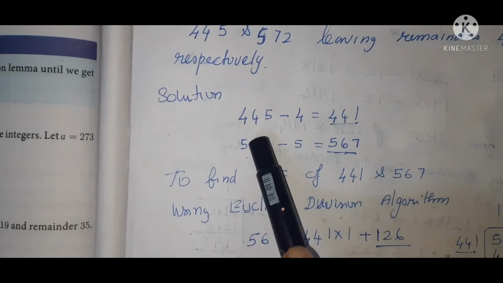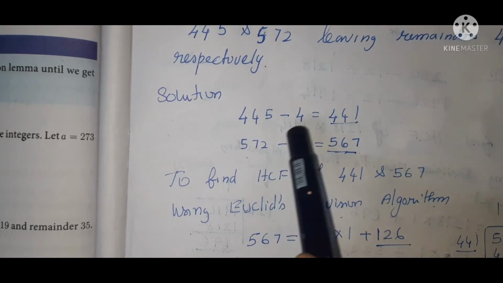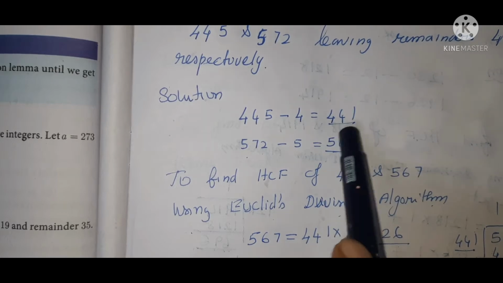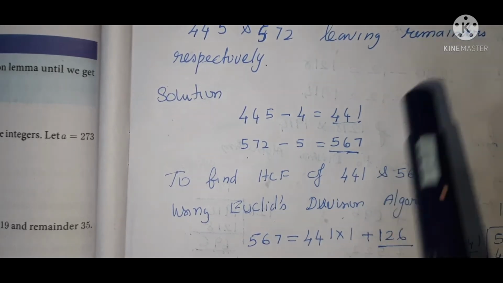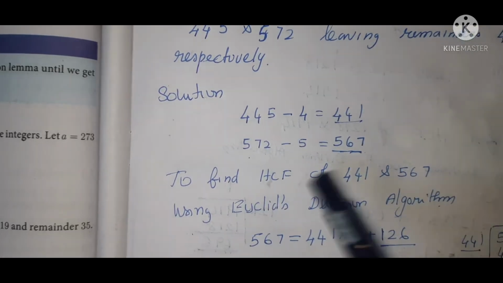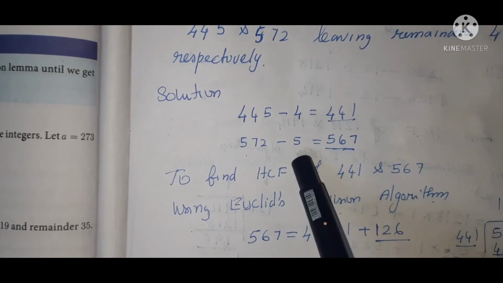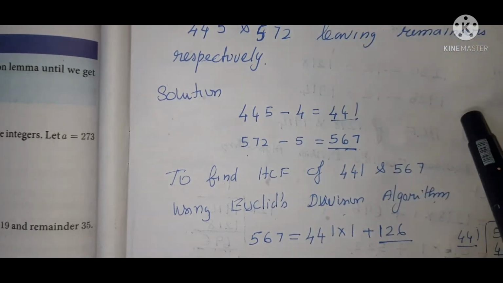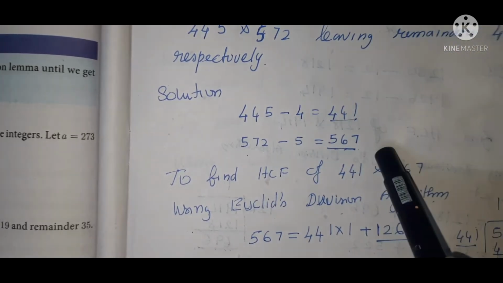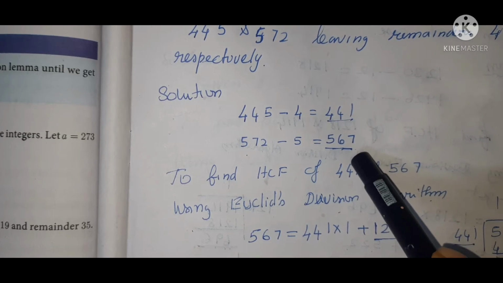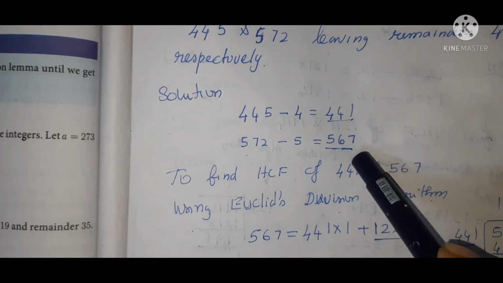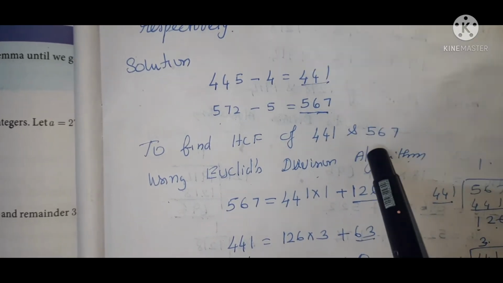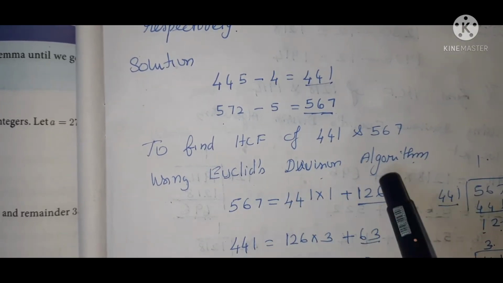Solution. 445 minus 4, where 4 is the remainder, we get 441. 441 is exactly divisible by the required number. 572 minus 5, where 5 is the remainder when 572 is divided by that number, we get 567. 567 is exactly divisible by that required number. To find the HCF of 441 and 567 using Euclidean division algorithm.